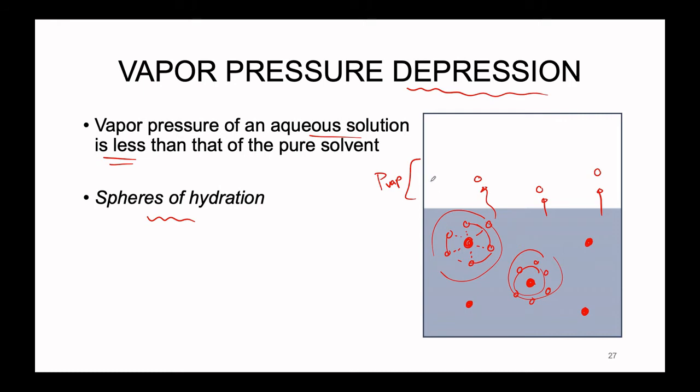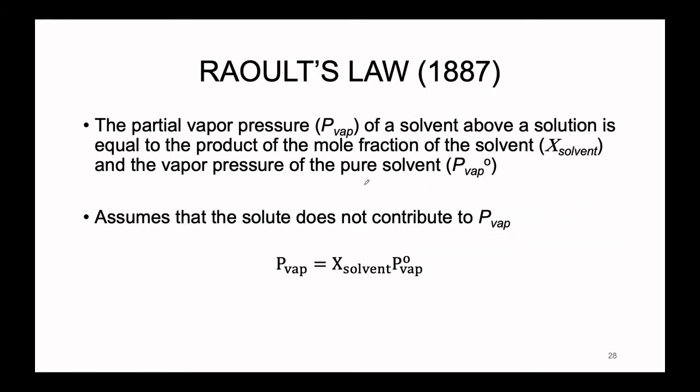So the pressure of these particles kind of directly above the surface. Well, if these particles are so involved with the solute, they're not going to be able to evaporate as easily, right? They're going to have to stay inside of these spheres of hydration in order to stabilize the solute. This means that not as many particles are going to be able to evaporate, which effectively lowers the naturally occurring vapor pressure. In the late 1800s, a scientist by the name of Raoult published this following law.